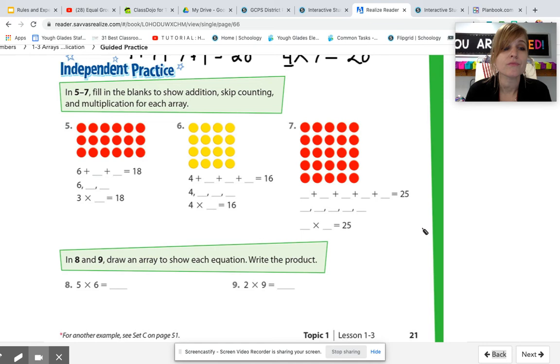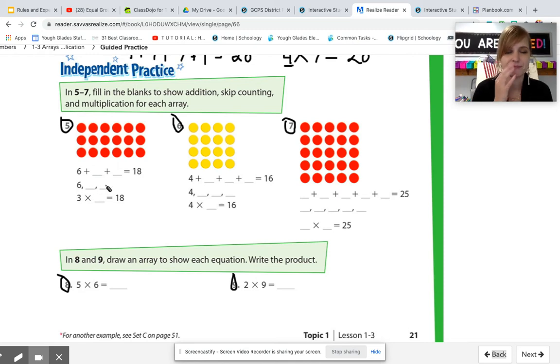Now, you have to do number 5, 6, 7, and 8, and 9. And what you have to do in here, you have to fill in the blanks to show the repeated addition sentence. You'll also have to fill in the blanks to show skip counting.